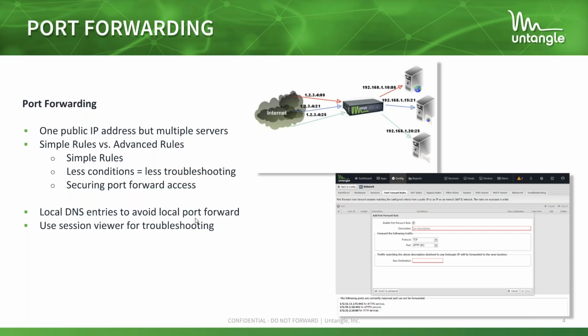A really good way to get around doing that is to utilize the DNS server tab in Config Network and create local DNS entries on the Untangle so that when a device is trying to go to a given host name that's actually being hosted on your local network, it doesn't have to go out through the Untangle, resolve, then come back in again. Instead, it can just automatically resolve to the local machine.